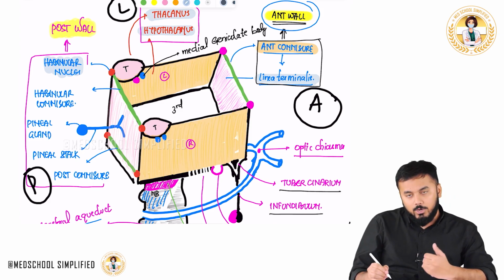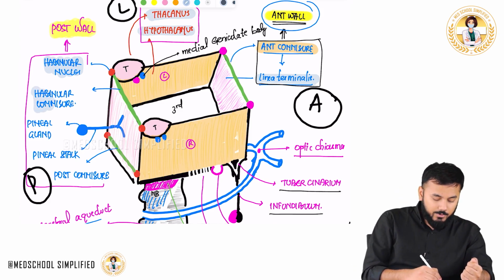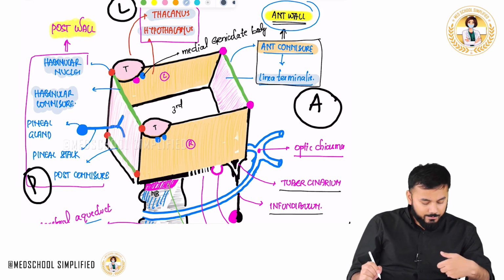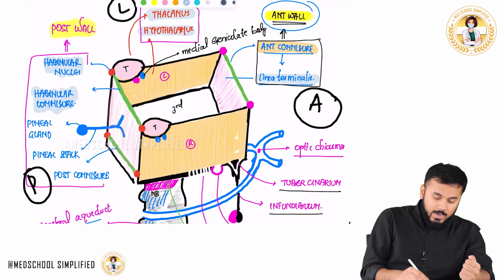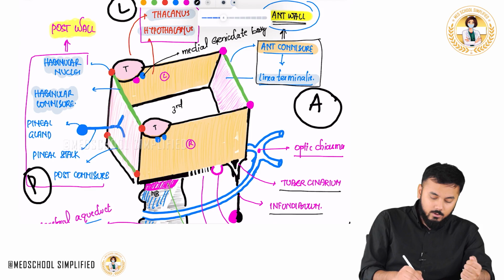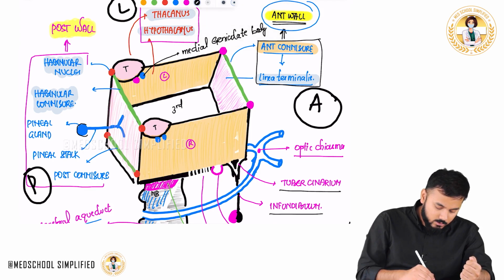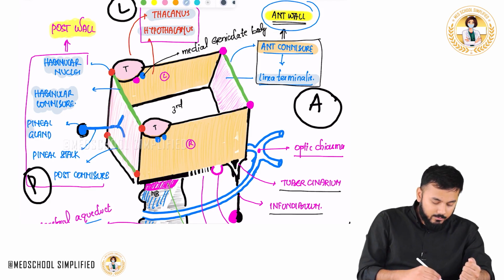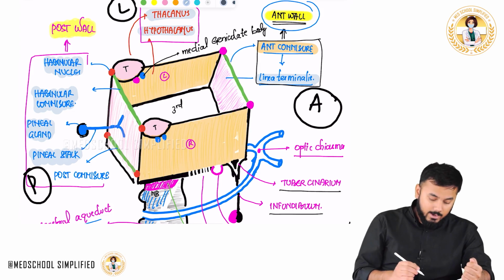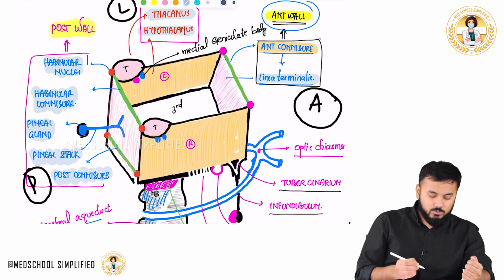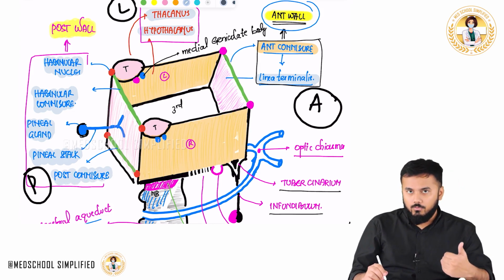So, habenular nuclei on both the ends joined together with the help of habenular commissure. Next, you have got the pineal gland over here. This particular gland is called your pineal gland. From the pineal gland, you have got a stalk called the pineal stalk. And after that, you have got the posterior commissure. So, all of them form the posterior wall.